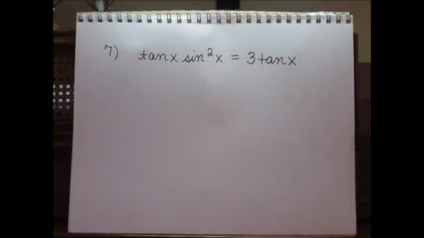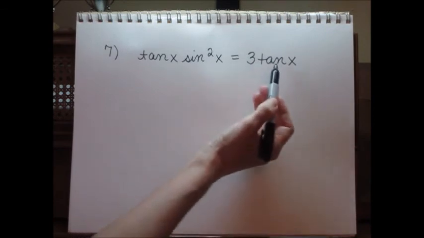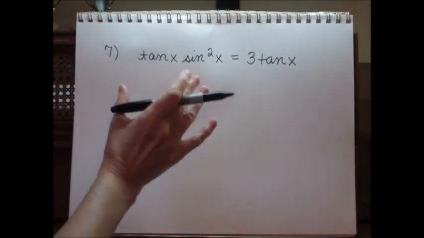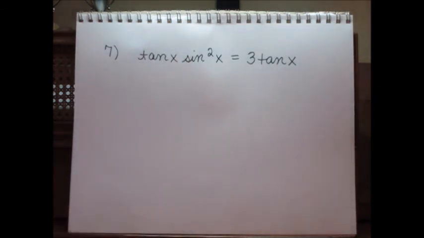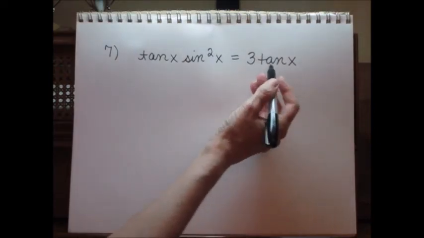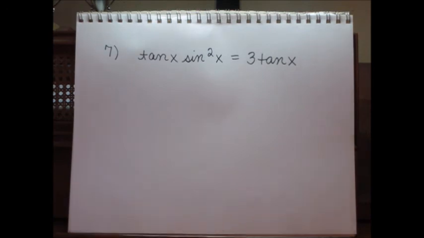In this one, I notice that tangent x is in both of these terms. Don't divide it out. It's a little tempting to do that because you say, oh, let me divide both sides by tangent of x. But you're throwing some answers away if you do that. What we have to do is set this to 0 first, then we're going to factor it.